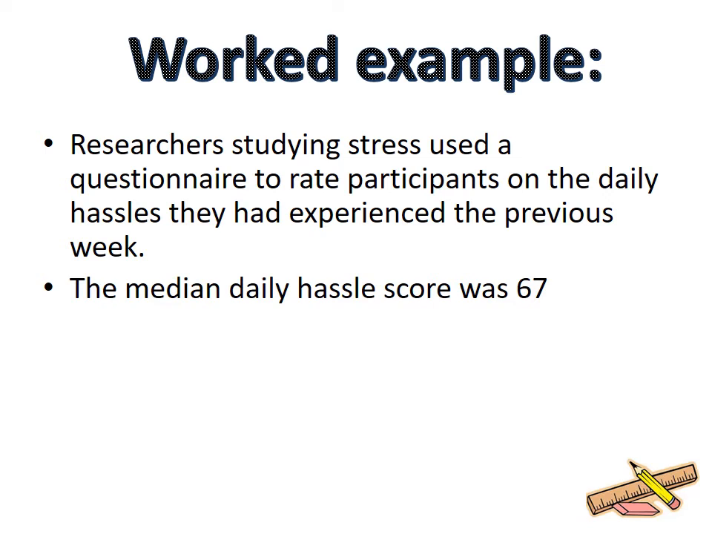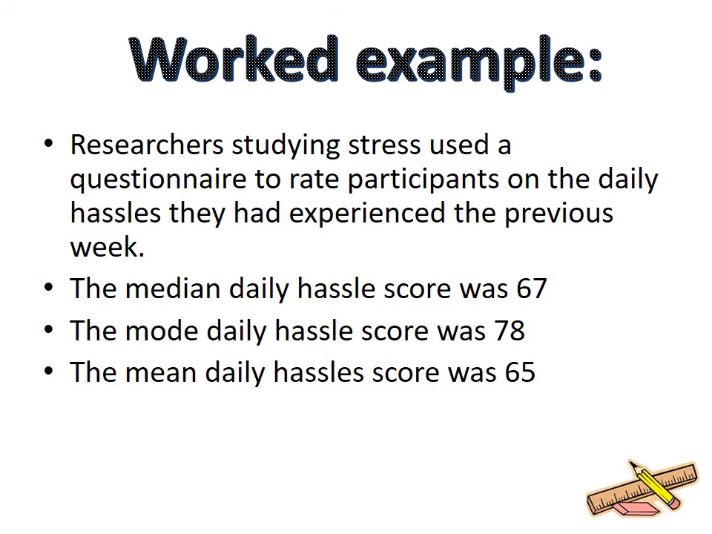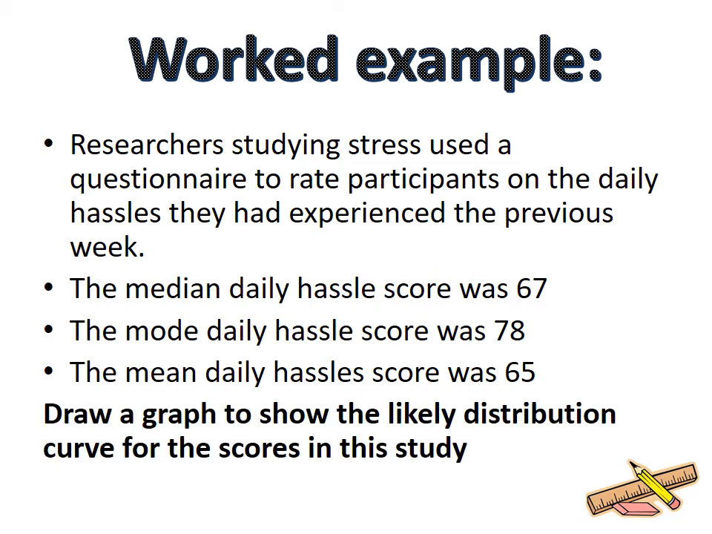Researchers gave people a questionnaire designed to measure the amount of daily hassles they'd experienced. Daily hassles are things like losing your keys, getting stuck in traffic, minor stresses. The median daily hassle score they got was 67, the mode was 78, and the mean was 65. And in the exam, they might ask you to draw a graph to show the likely distribution for the scores in this study.